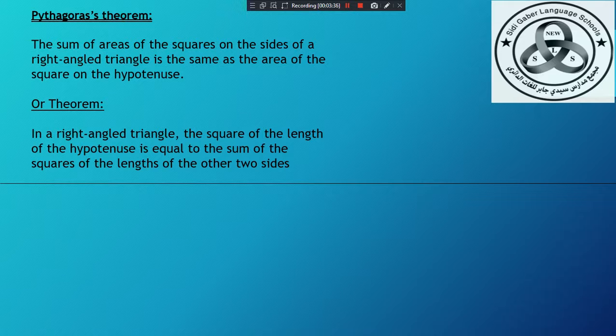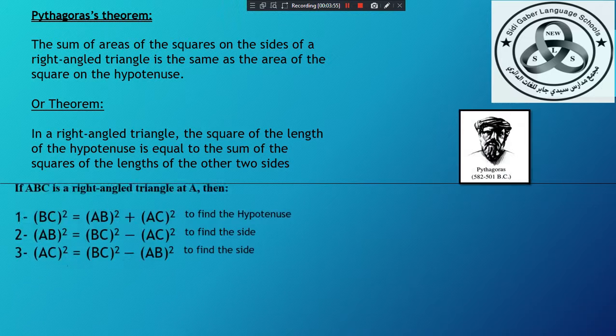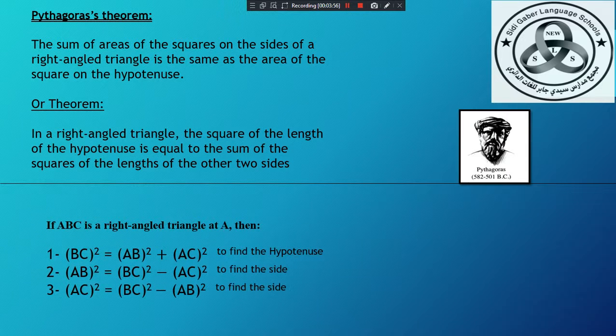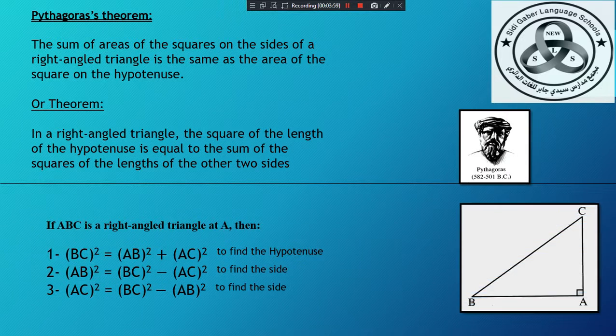Now, middle one, we have the text of Pythagoras theorem, which is the sum of areas of the squares on the 2 sides of the right angle triangle equals the area of the square which is based on the hypotenuse. And we have 3 rules. We have to follow them to get the missing side in any right angle triangle.